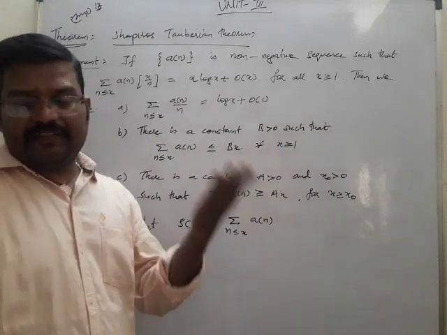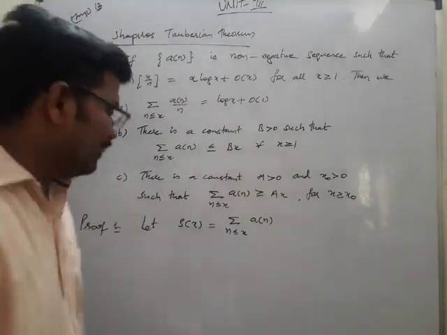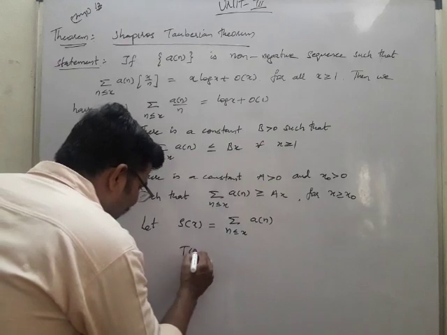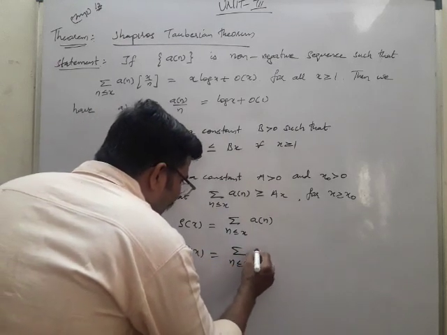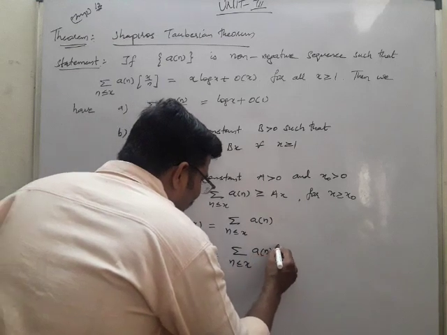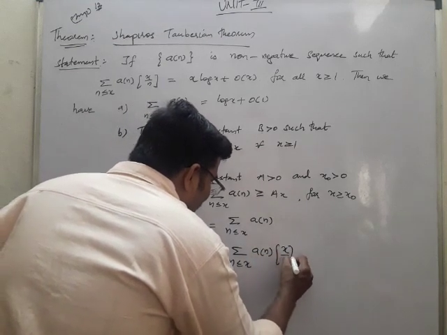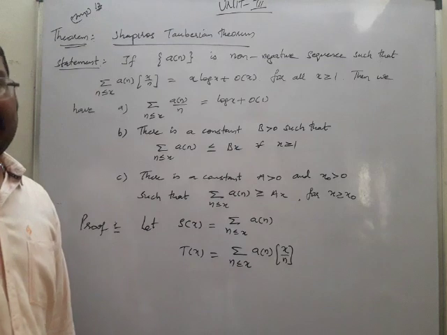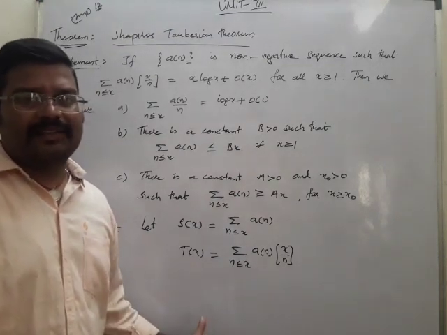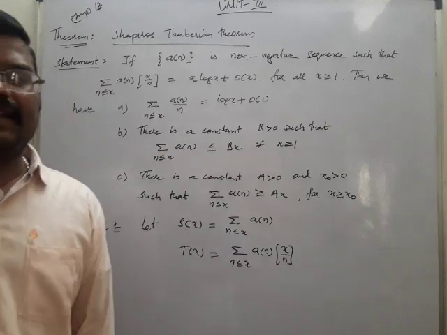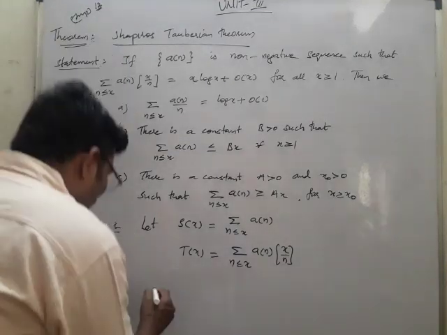Then now we need to find out the t of x. So t of x we will take as t of x equal to the summation over n less than or equal to x of a of n into x by n. This is t of x.